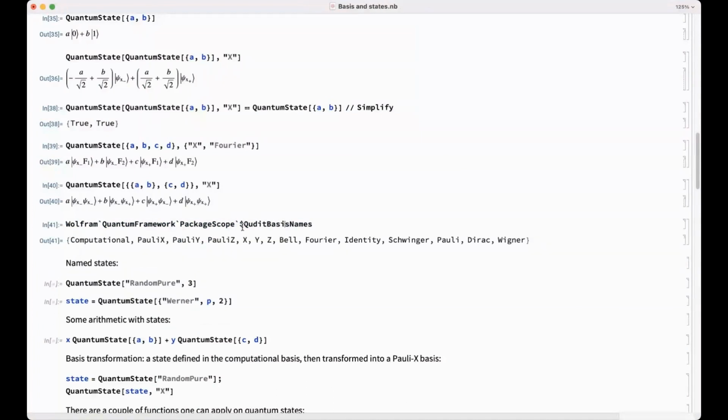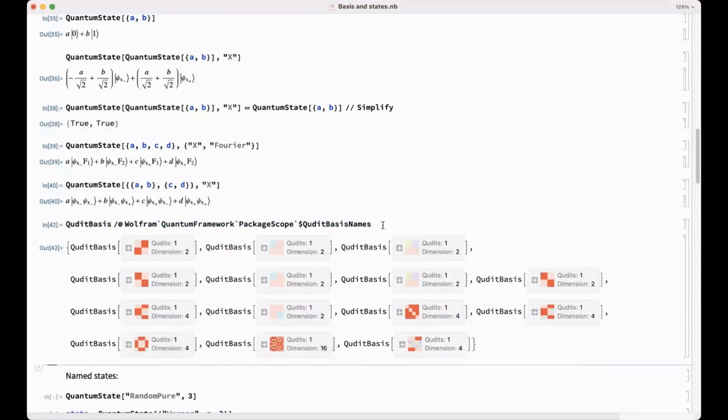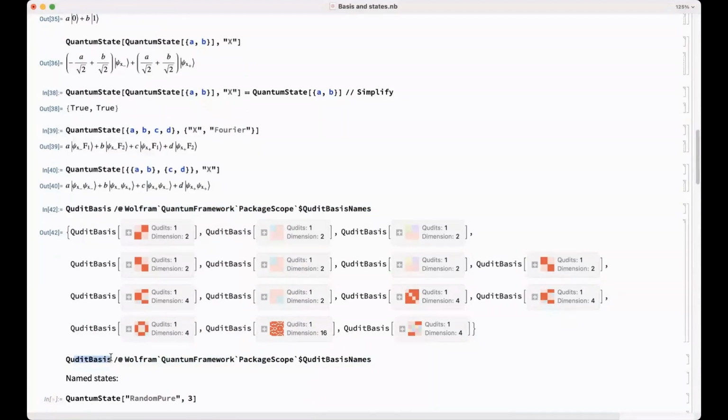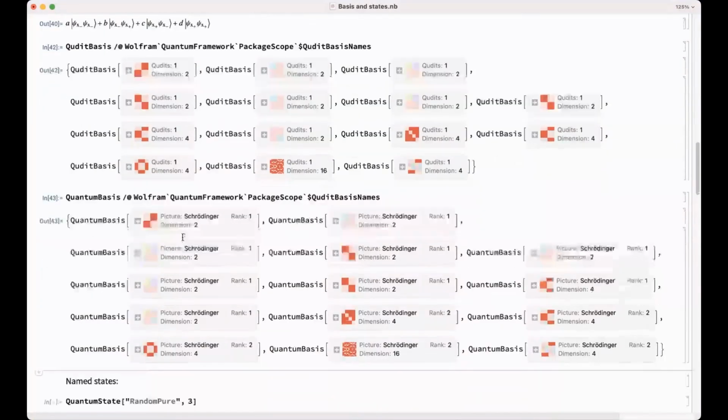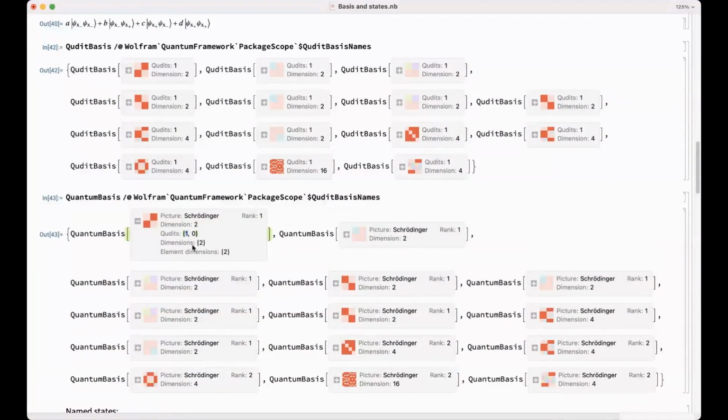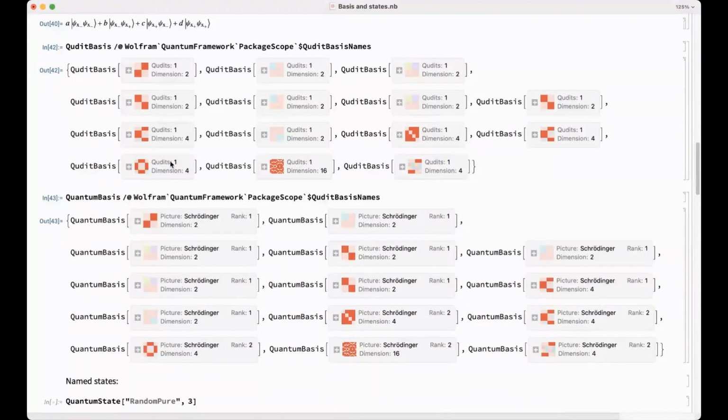That's how you can get the names that work for your QuditBasis. So if you map QuditBasis or QuantumBasis over it, without any arguments, either should work. QuantumBasis just assumes that by default you're creating an output thing, while QuditBasis assumes that you're creating a qubit as an output. Okay, what was the other question?